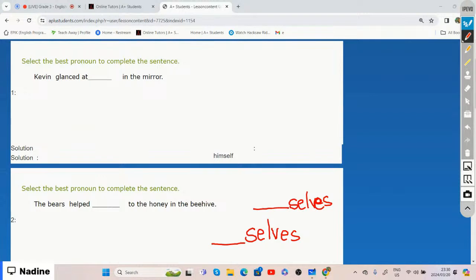All right. Let me help you guys with this one. It says the bees helped themselves to the honey in the beehive. Remember, if we're referring to more than one person or animal or thing, then our word ends in selves. If we're only referring to one person or thing, our reflexive pronoun ends in self, right? So themselves is correct. Selves, themselves.